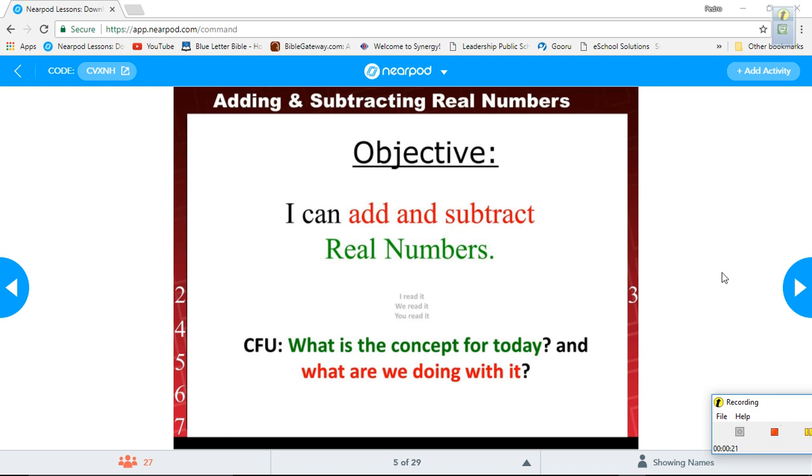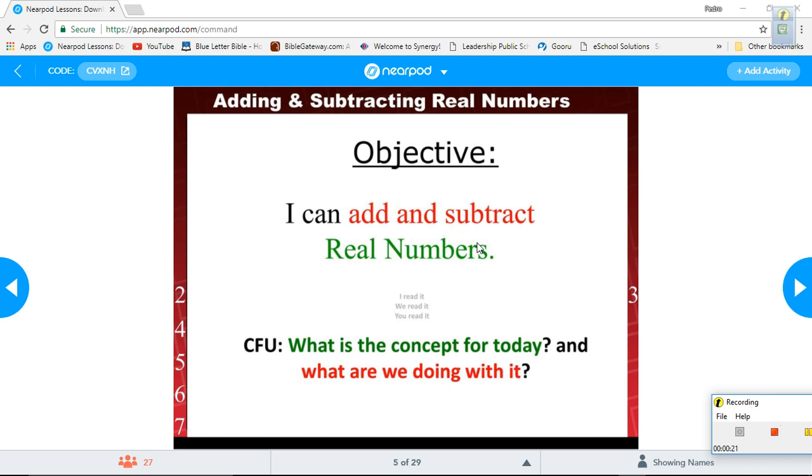All right. So according to the questions, it says, what is the concept for today and what are we doing with it? So share with your neighbor the concept for today. Concept for today is real numbers. That is correct. And what are we doing with real numbers? Adding, subtracting.